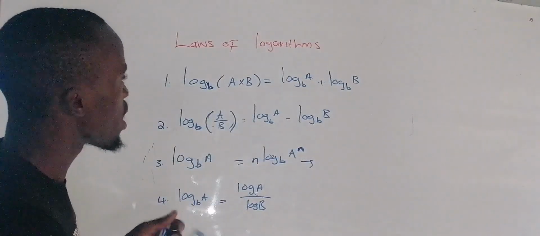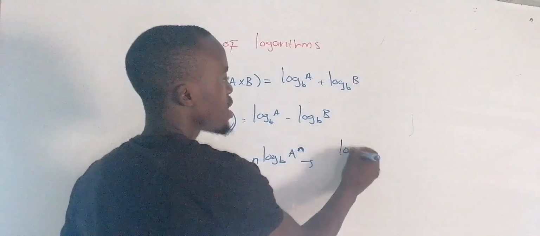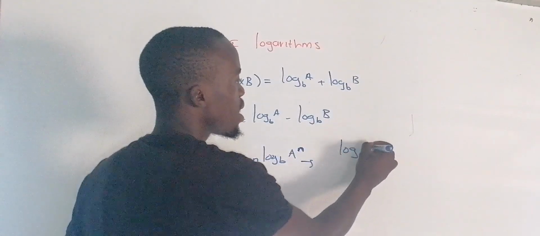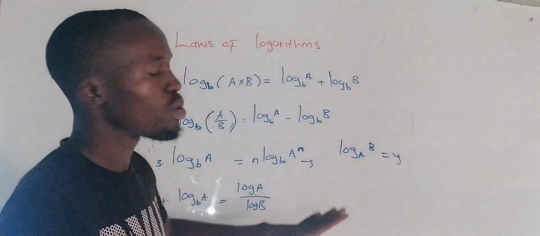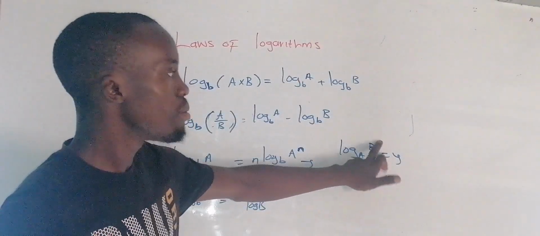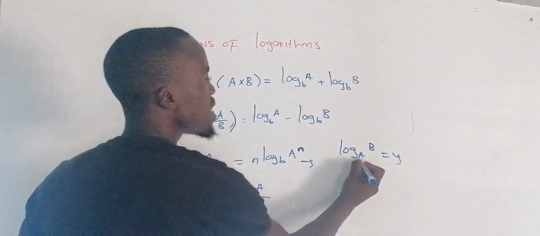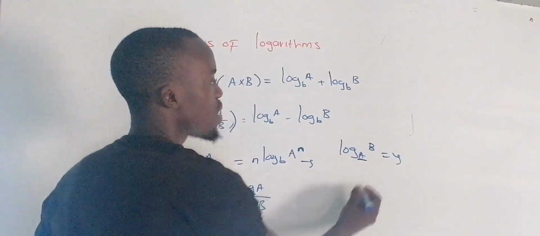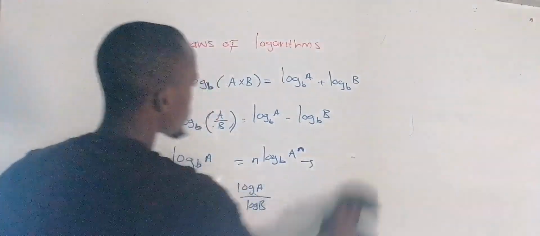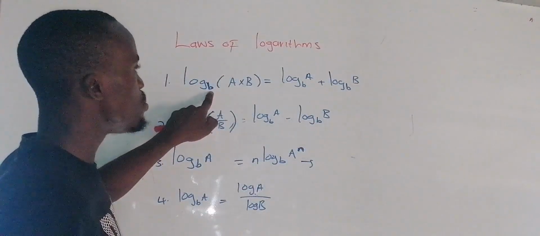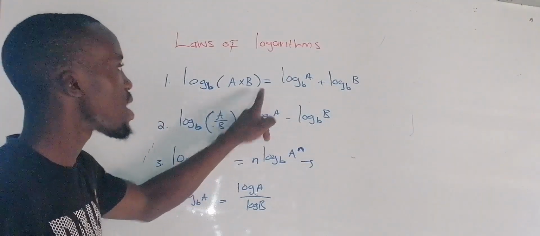I'm going to explain each and every law here. The first one, this is log. Remember we said in the first part, let me say we have log A, then here we have B, then equals Y. When we pronounce it, we say log B base A equals Y, meaning that this is the base, and this becomes the exponent. So even here, this B is the base, and A times B, they are known as exponents.